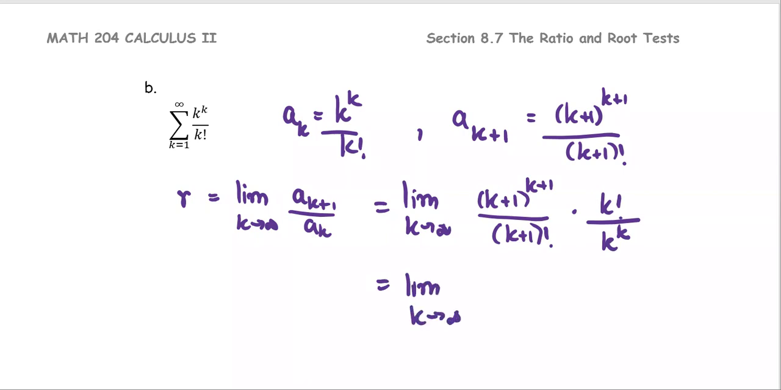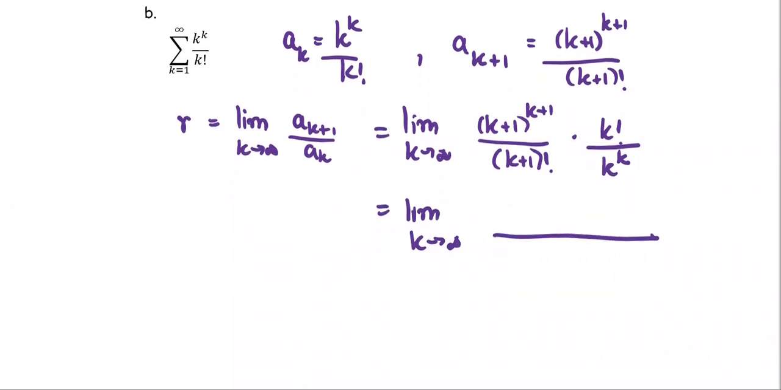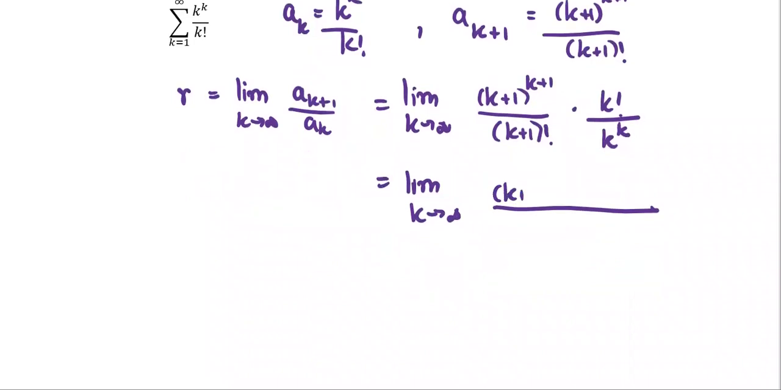Simplify the expression. The numerator, using the exponent property, we can write as (k plus 1) to the power k multiplied by (k plus 1) to the first power multiplied by k factorial. And the (k plus 1) factorial is the same as (k plus 1) multiplied by k factorial, and multiplied by k to the power k.